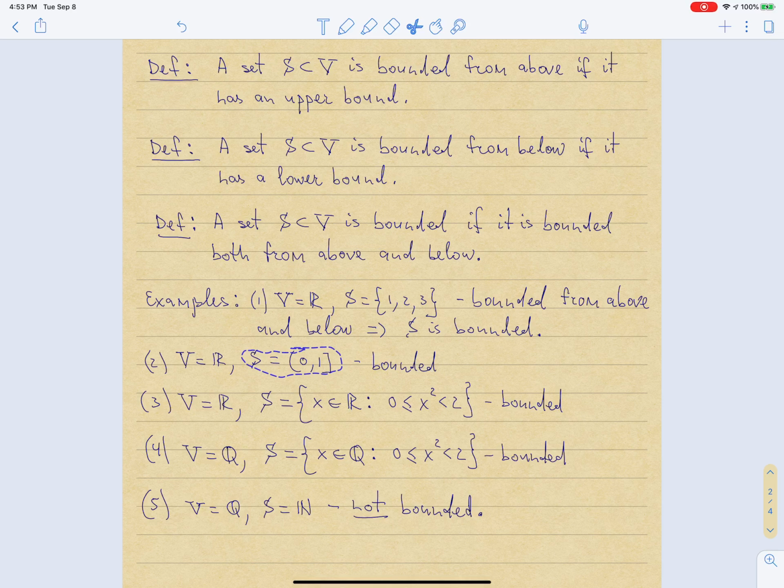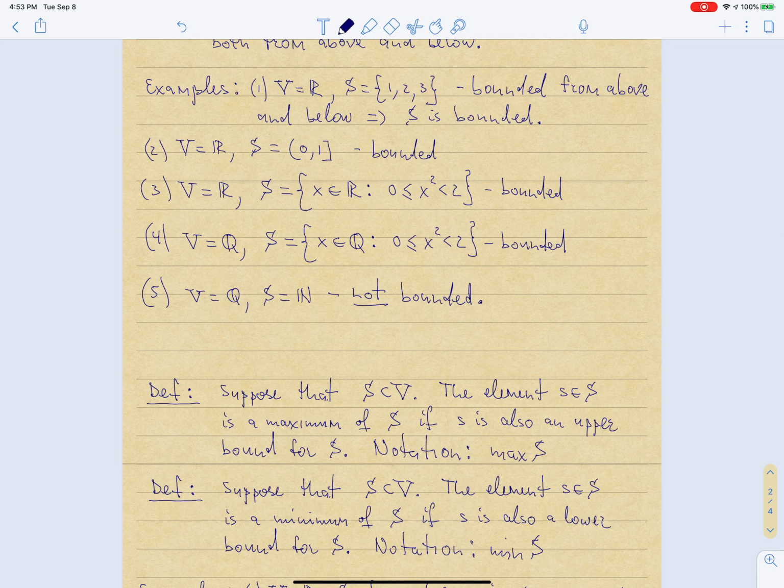And then the last example, where we consider all natural numbers in a set of rational numbers, and that set is, we should write this here, it's bounded from below, right? Because 0, for example, is a lower bound, but it's not bounded from above, so therefore it's not bounded. So once again, S equal to N is bounded from below, but it's not bounded overall because it's not bounded from above.